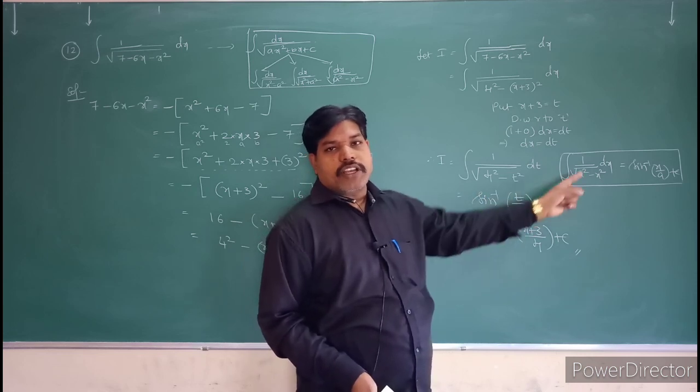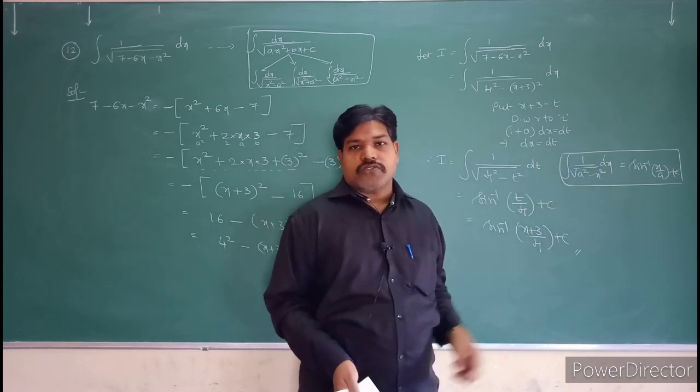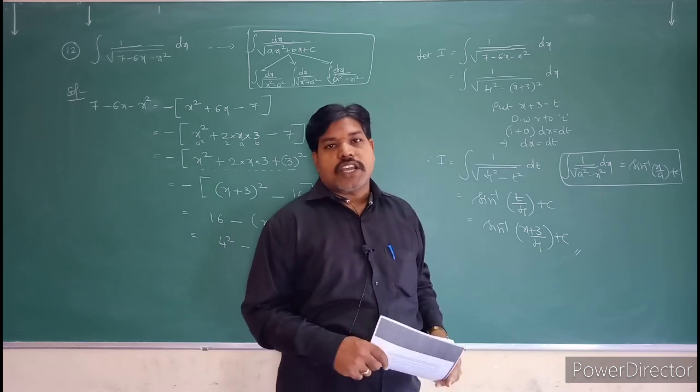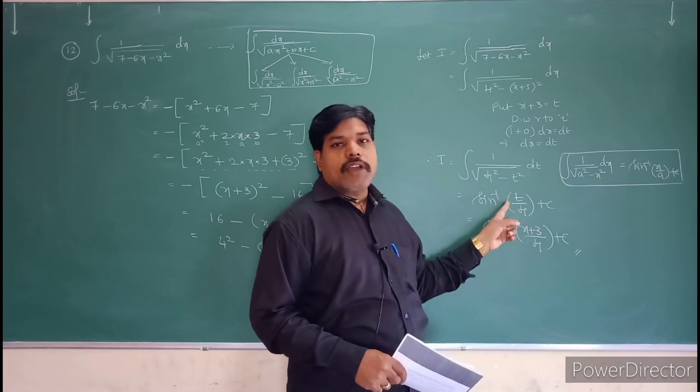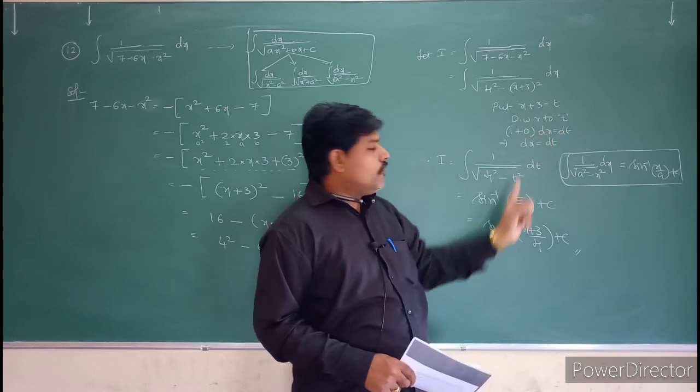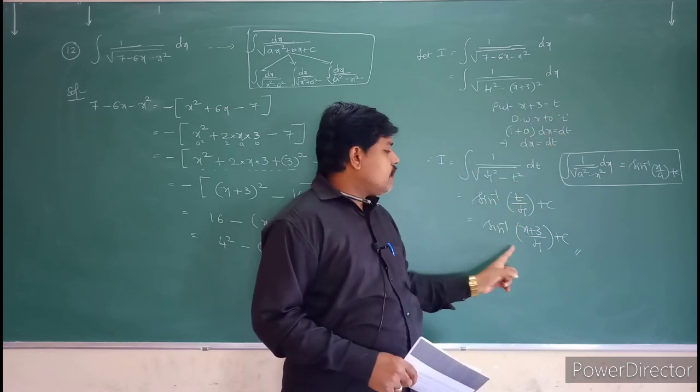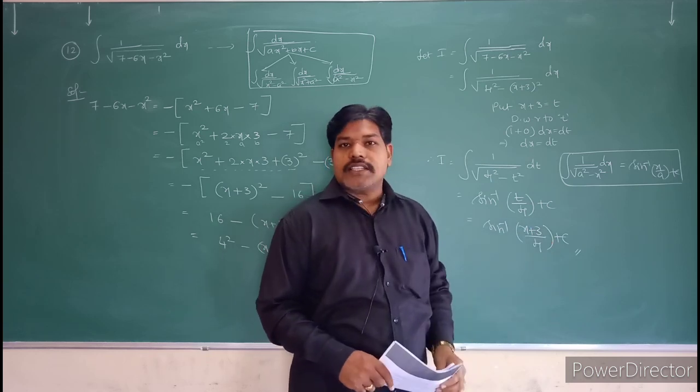So it is in the form of integral of 1 by root of a square minus x square into dx. That is nothing but the sine inverse of x by a. So sine inverse of t by 4. What is the t value? The t value is nothing but x plus 3. You can replace the value here: sine inverse of x plus 3 by 4 plus c.